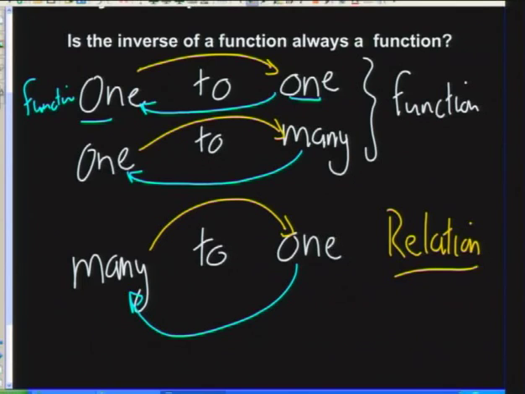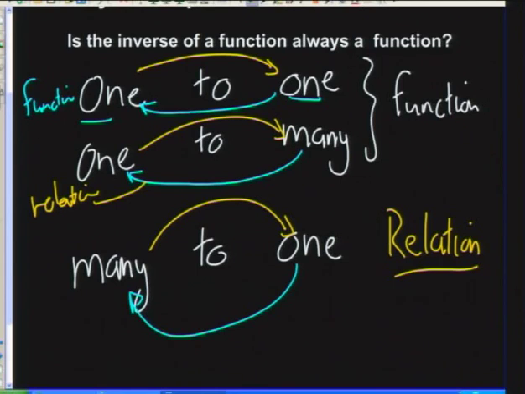But what about this one? When it goes many-to-one, well, we know many-to-one in the forward direction is going to be not a function. This is going to be a relation in the reverse direction. So this is a relation because it's not giving me a unique answer. Many things are giving me one answer.